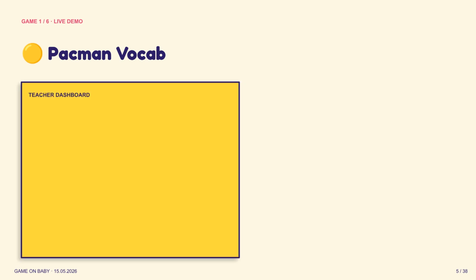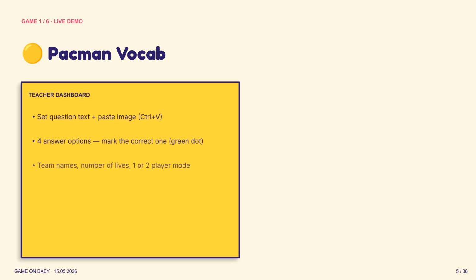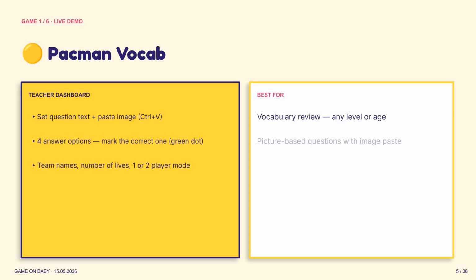Game 1 is Pac-Man Vocab. The teacher dashboard allows setting questions, choosing answers, team names, lives, and player mode. It is best for vocabulary review and picture-based questions in a 2-team competitive setting.